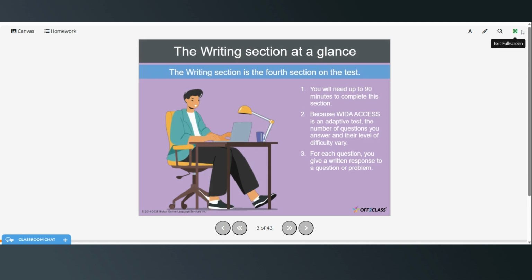So the writing section is the 4th section of the test. You will need up to 90 minutes to complete this section. Because WIDA ACCESS is an adaptive test, the number of questions you answer and their level of difficulty vary. And for each question, you give a written response to a question or problem.